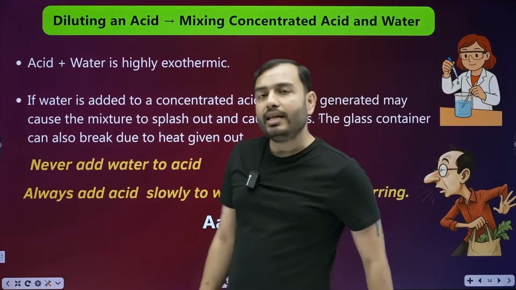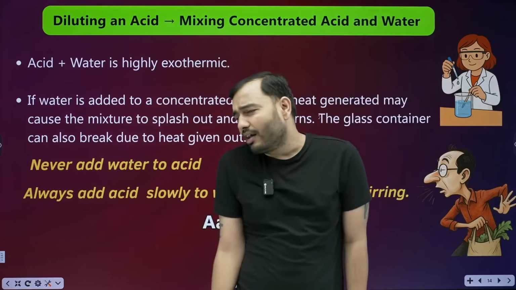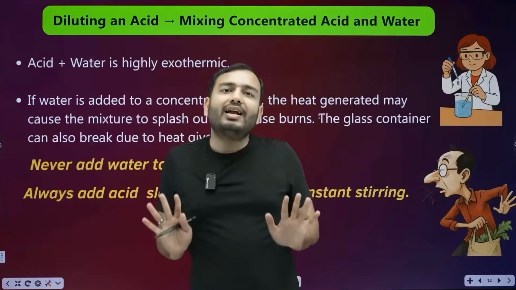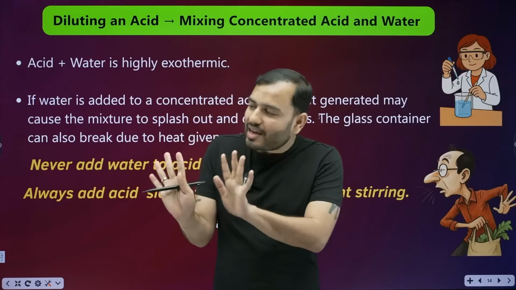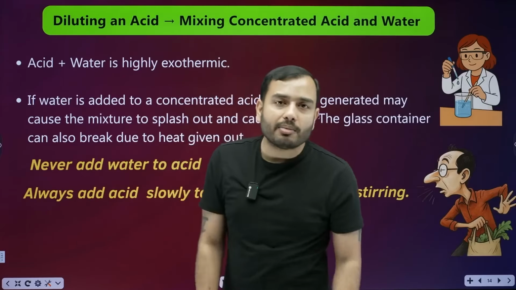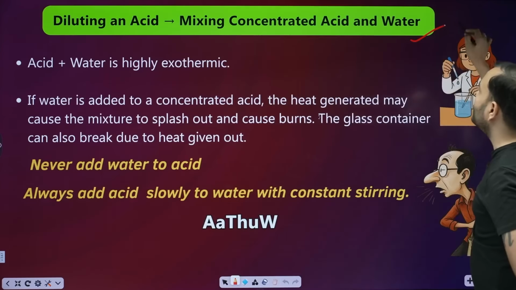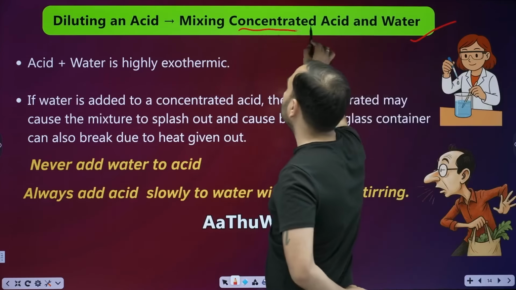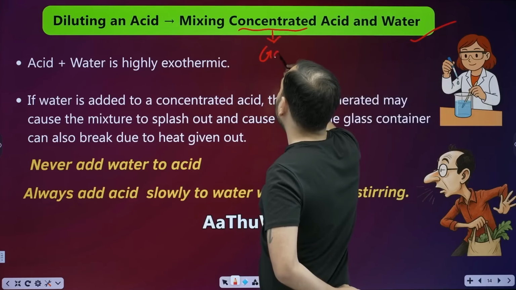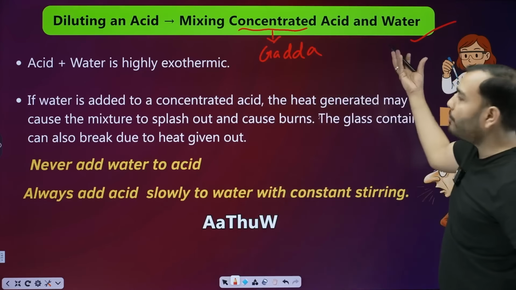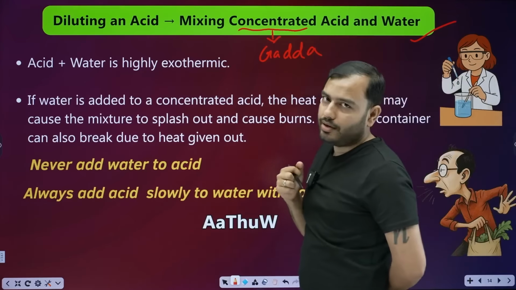Diluting an acid. Now, what is diluting? Suppose one acid is highly concentrated. It is highly dangerous. We have to make it lighter. What do we do? Add some water. This is called diluting an acid. Concentrated means very dense. So adding water to a very dense acid, we call it diluting an acid.